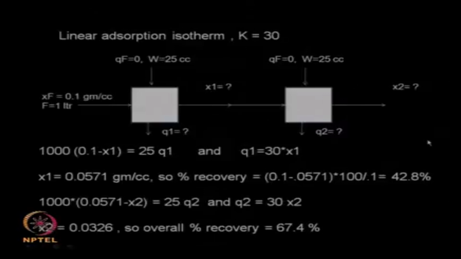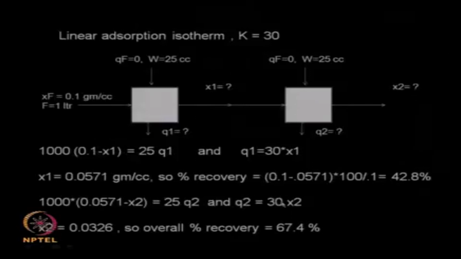So in the third stage, what will be your linear adsorption isotherm equation? It will be Q3 equal to 30 into x3. In the fourth stage it will be Q4 equal to 30 into x4 and so on. That is our assumption, that the 30 always remains, whether it is Q1 x1 or Q2 x2 or Q3 x3, that 30 will always remain constant. So that is one of the assumptions when we do this type of multiple stage adsorption process, remember that.